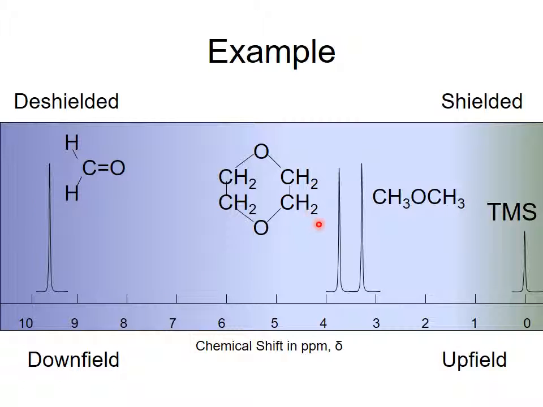Here's an example of some organic molecules. Dimethyl ether has an absorbance at about 3.3 parts per million. Dioxane, even though it's very similar to dimethyl ether, still has 2 oxygens in the molecule, and even though this oxygen is somewhat farther away from this, it still affects it. And so it's still pulling on the electrons through there, and so you see the absorbance of those protons being shifted downfield. And then look at formaldehyde. Its peak is way down here. Very deshielded.